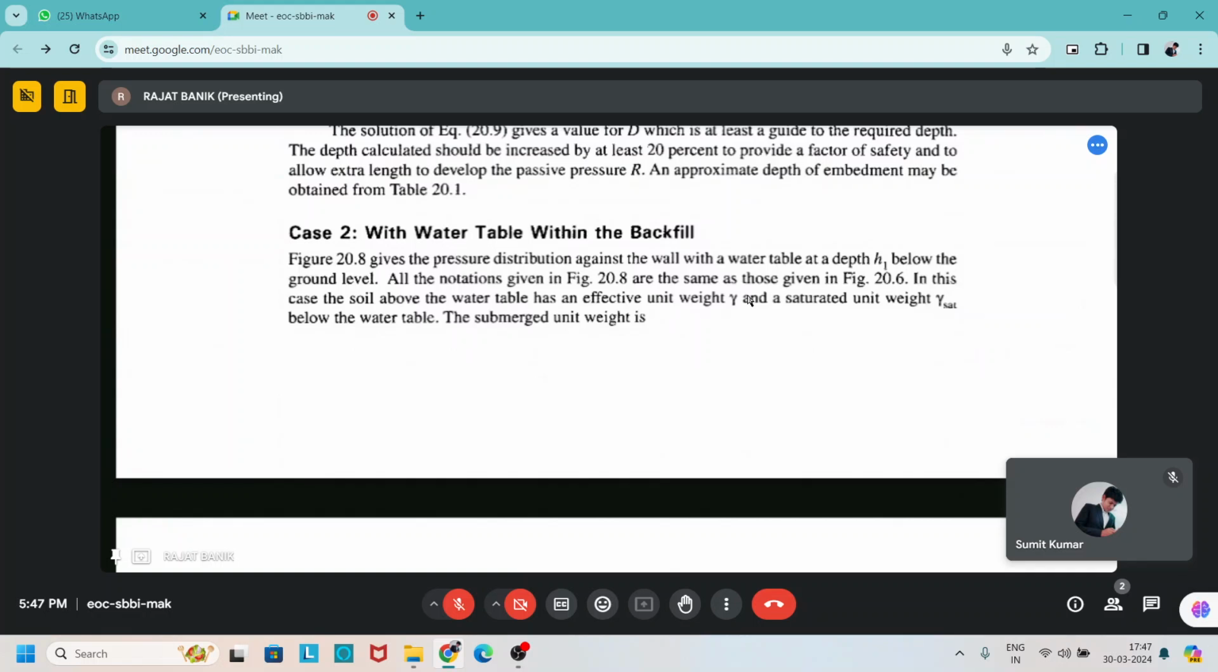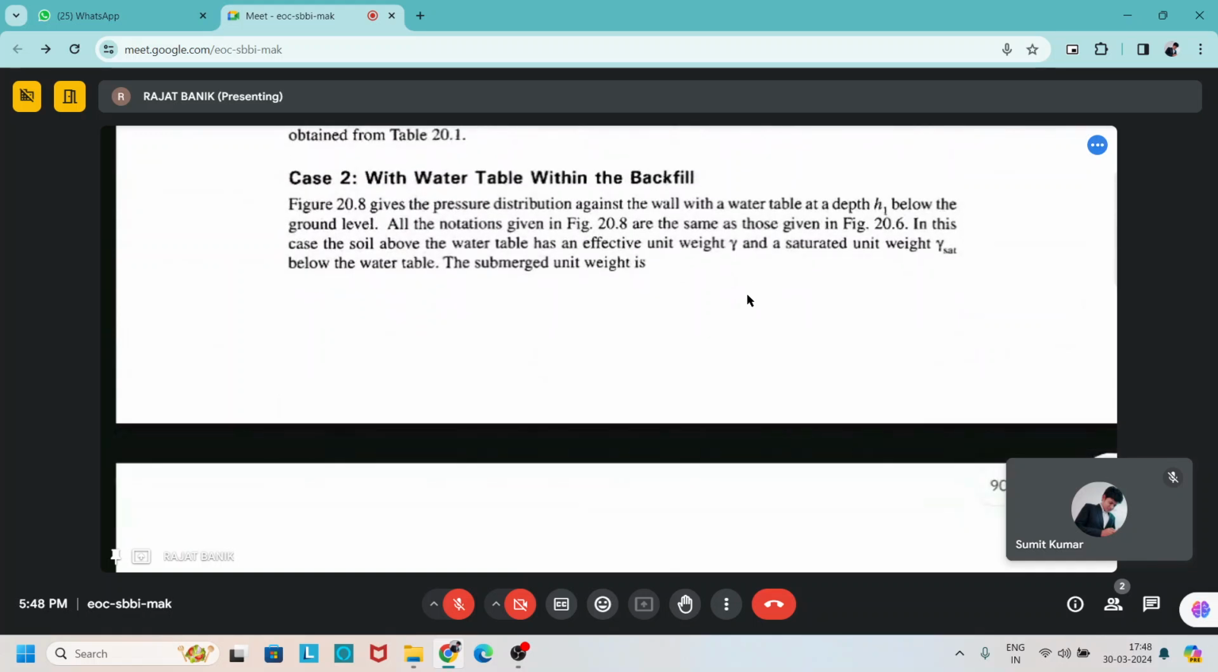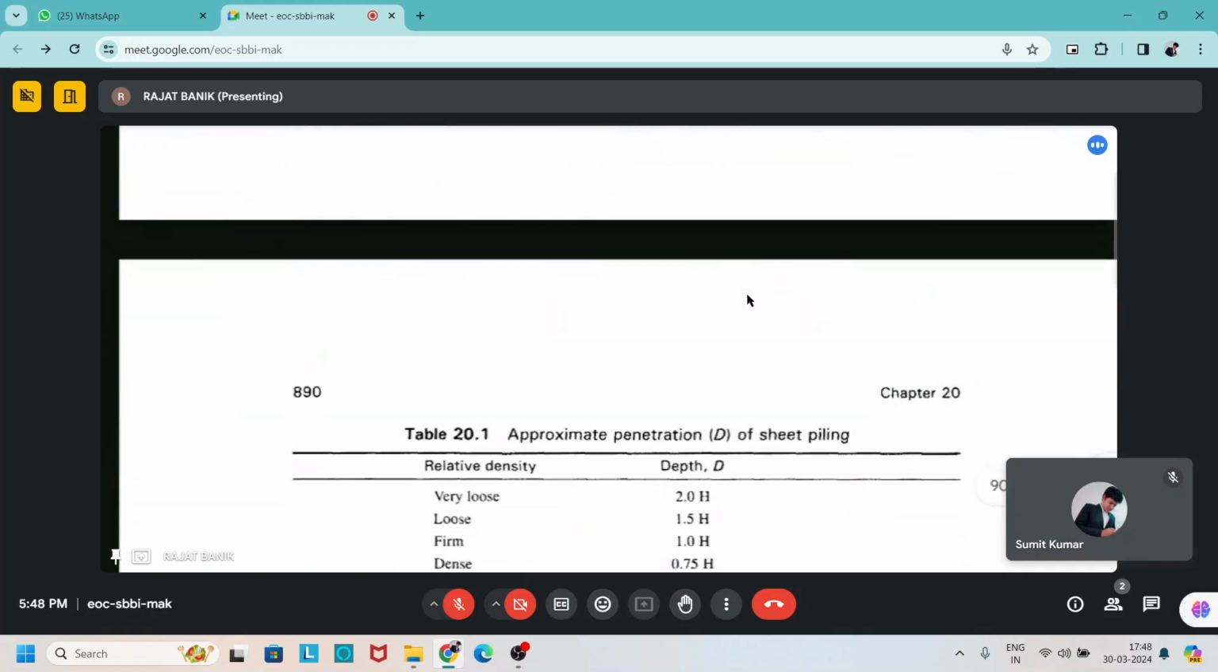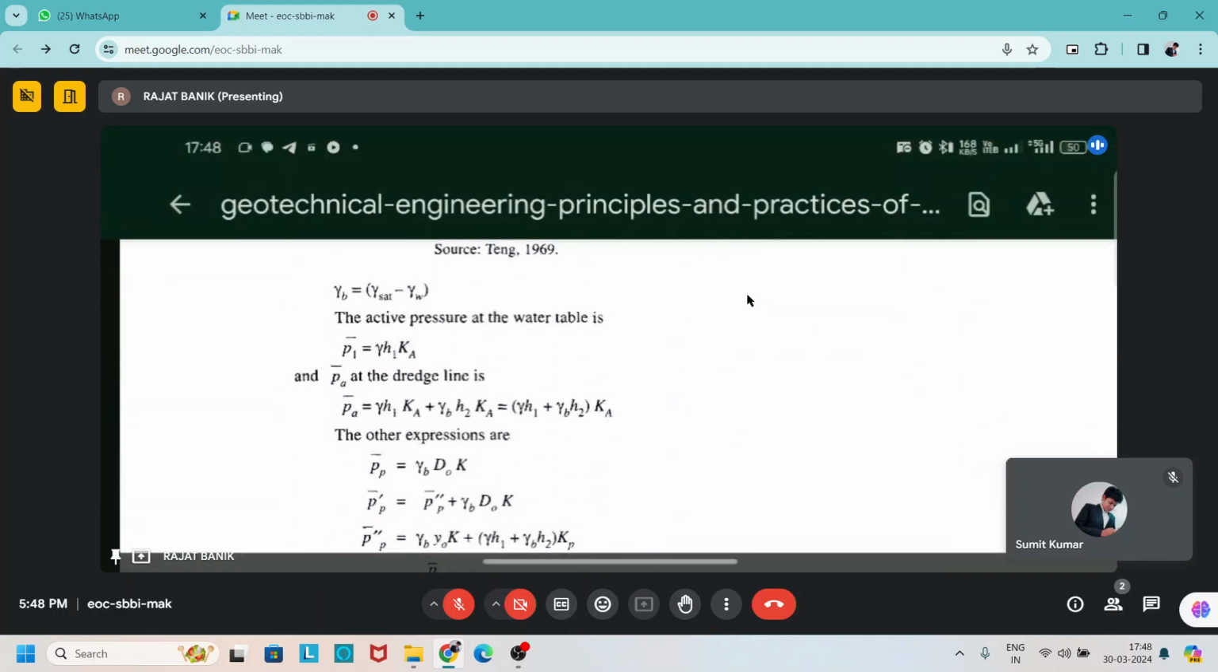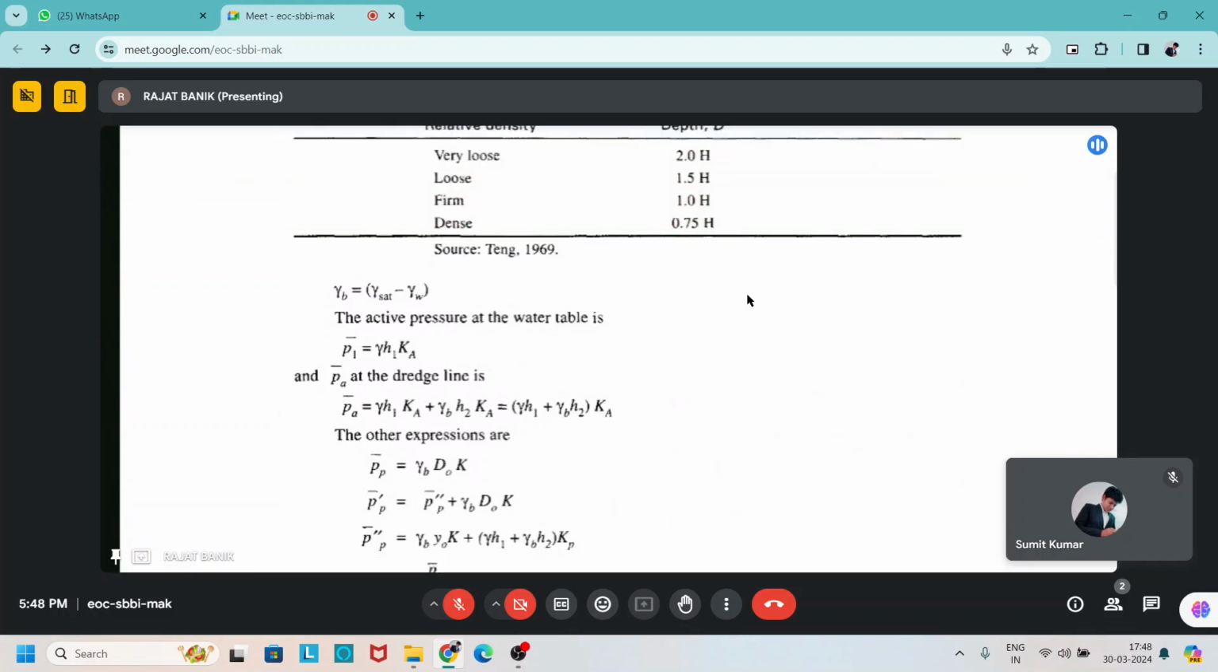In this case, the soil above the water table has an effective unit weight of gamma and a saturated unit weight of gamma sat below the water table, and the submerged unit weight is gamma b. Now, the active earth pressure at the water table is gamma H1 into K, and at the dredge line is gamma H1 K plus gamma b H2 K.